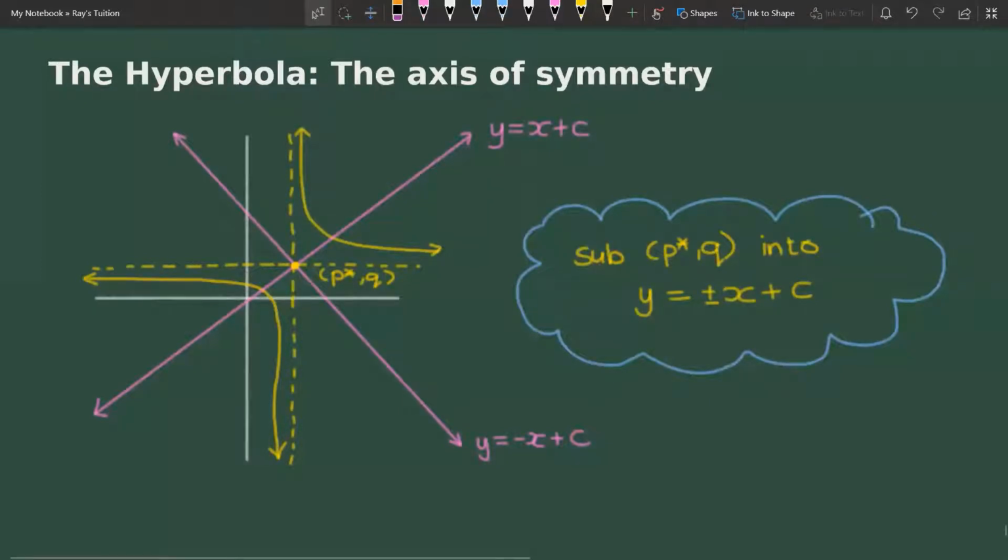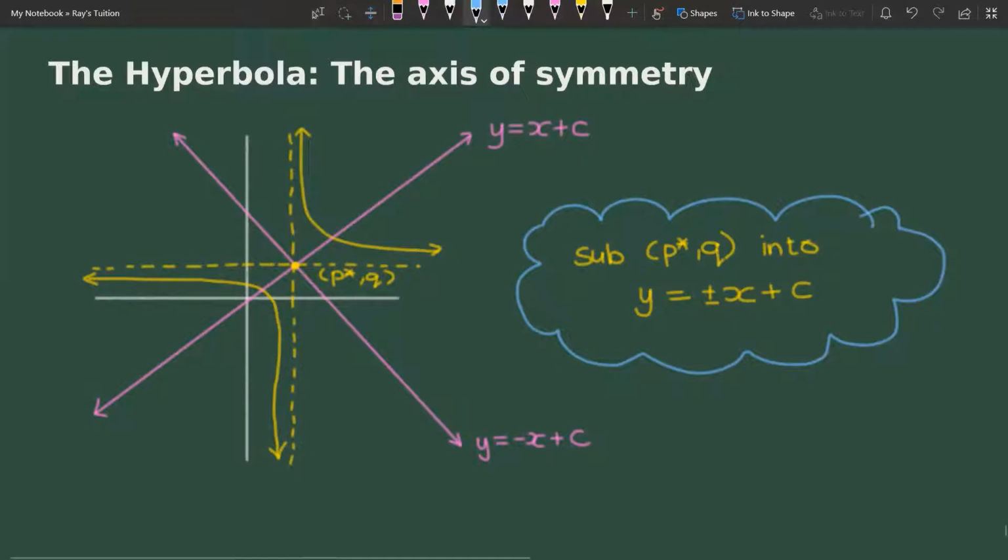Everybody, and welcome to this video on the hyperbola. In this video, we have a look at the axis of symmetry. So what is the axis of symmetry? It's a line which divides the graph exactly into half. For the case of the hyperbola, we have two axes of symmetry.